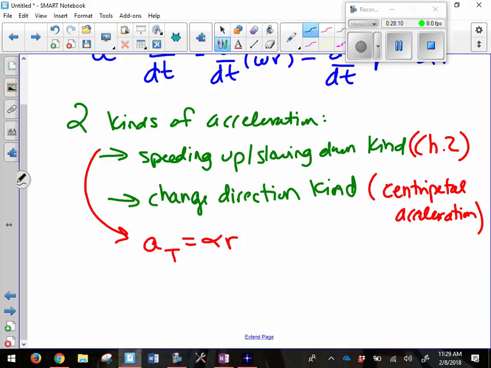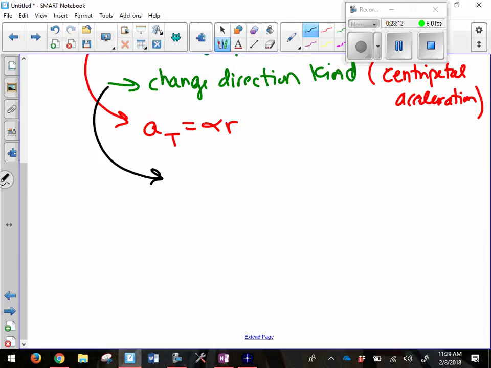Now, the other kind of acceleration is our good old friend a c, centripetal acceleration. I'm going to call that a r because it points radially inward, as a matter of fact. If you call it a c, it's not going to be a big deal, but it points radially inward, towards the center, towards the axis of rotation.